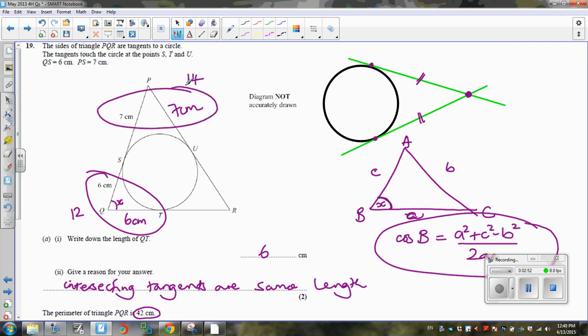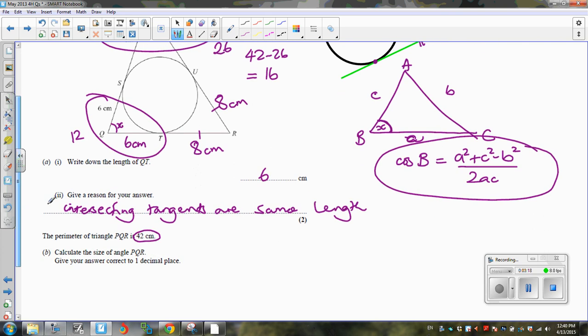Right, if we add 12 and 14, that gives us 26, which means that these two, and they are both exactly the same, are going to add up to the rest of the 42. If it's 42 all the way round, well, 42 take away 26 comes out as 16, which means that these two together must add up to 16 centimeters, so each of them must be 8 centimeters. Okay, so that's using the perimeter of 42.